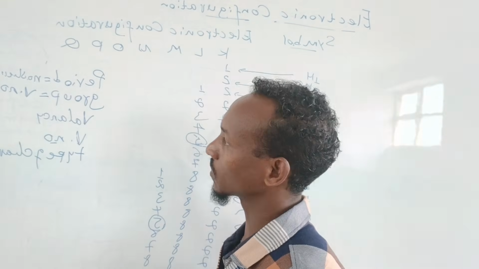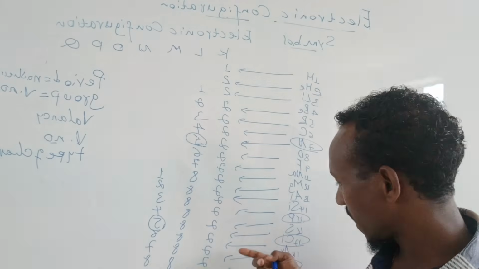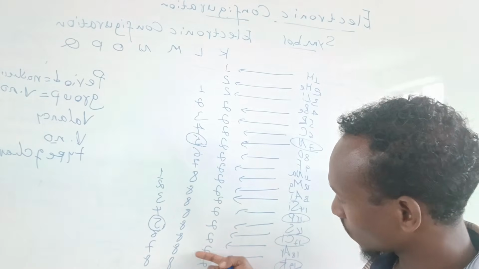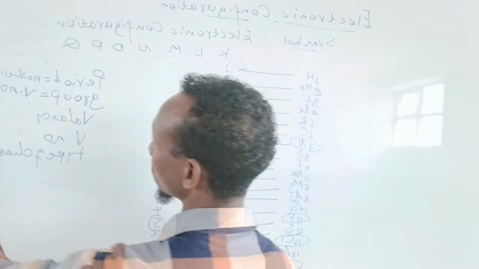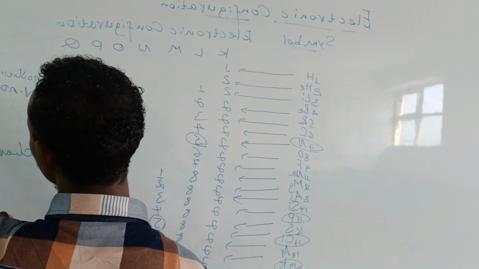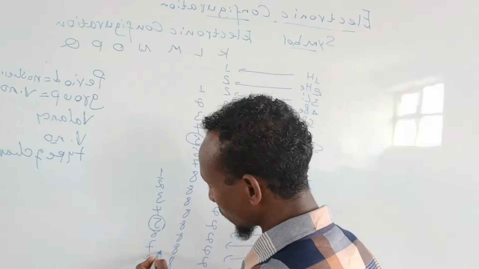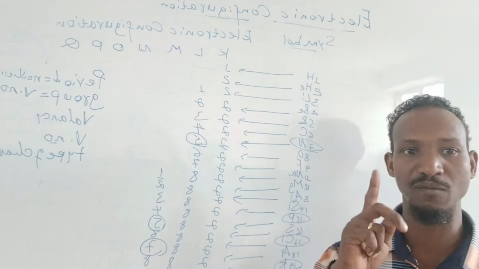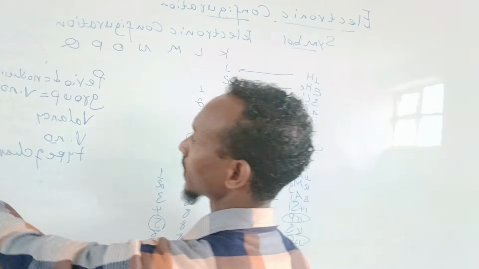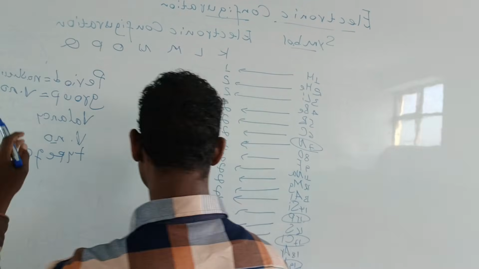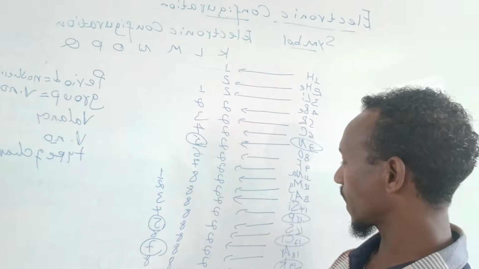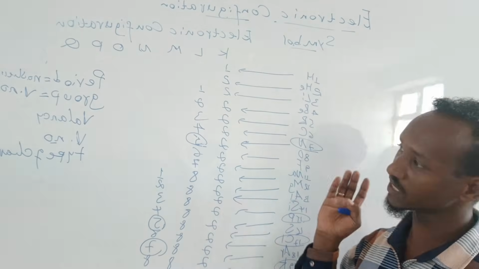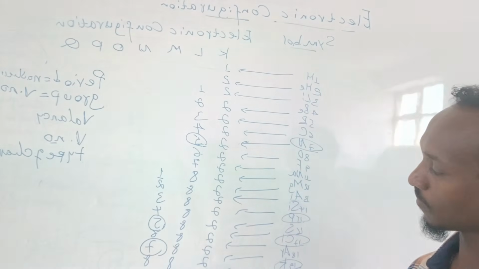Chlorine also has its own number of shells. Chlorine is 17, that means 2, 8, 7. So it has three shells, which is period 3. And the outermost number of electrons of chlorine is 7, meaning it is found in group 7. So using these examples, you can write the period, group, valence number, and type of charge of each element.